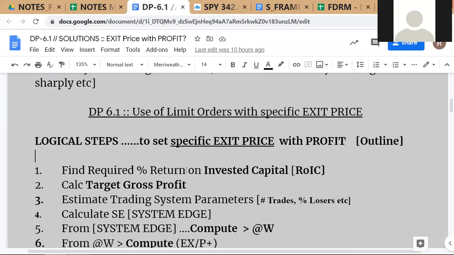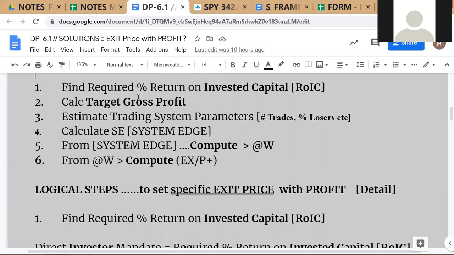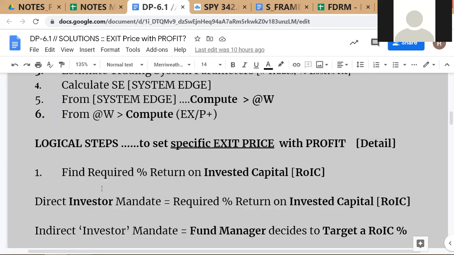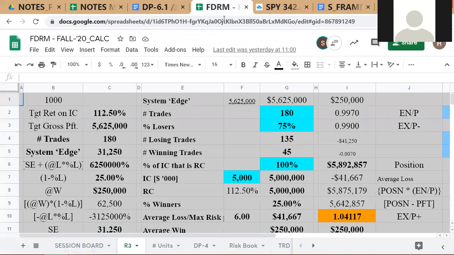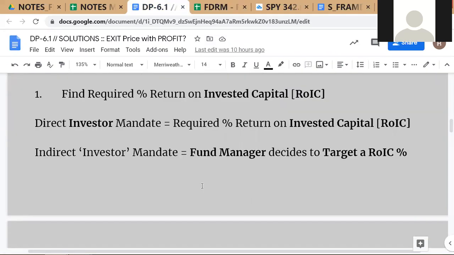The first thing we said is you have to find out the target ROIC. Where do you get that? This is all recap, we've done it before. You get it either directly from the investor, the investor tells you, I need so much. Or the fund manager himself decides that he would target a particular ROIC.